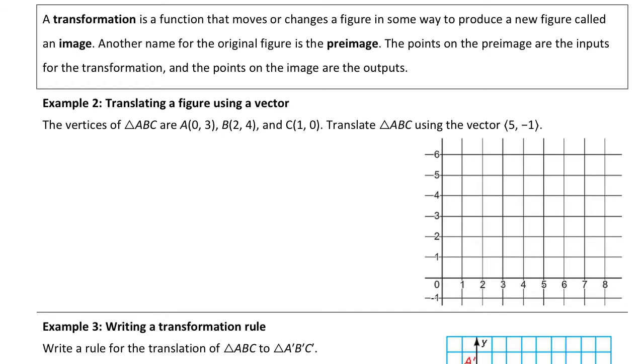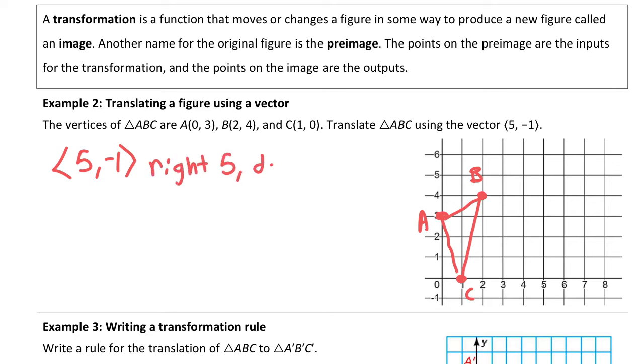When we talk about showing this on a grid, we have vertices of a triangle ABC. A is at (0, 3). B is at (2, 4). And then C is at (1, 0). This is what we call our preimage, ABC. And we are going to translate this using the vector <5, -1>. What this vector really means is right 5, down 1. I take each of those points and I move them right 5 and down 1.